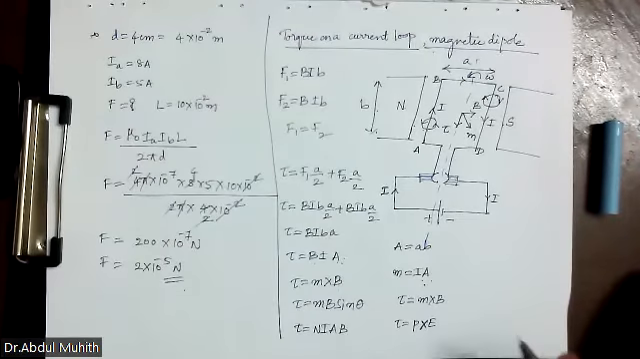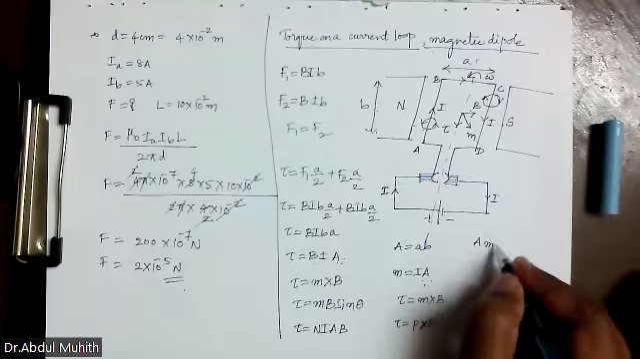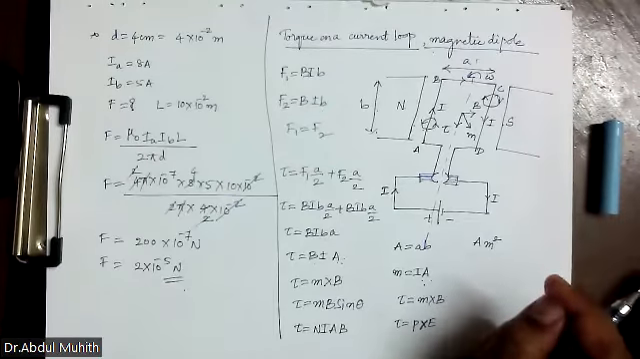So what are the dimensions of the units? It is measured in ampere meter square. It is measured in ampere meter square. This is the formula. Is it clear, all of you?